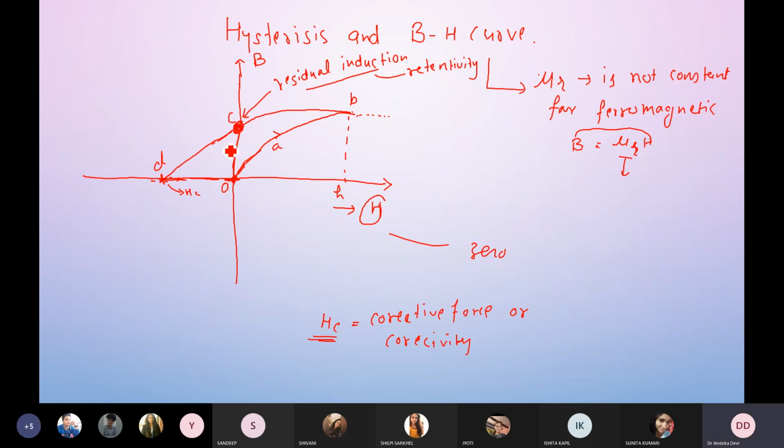So if we reduce the reverse field gradually, the induction B follows the curve, this one. So let's say this is E. Okay, and now this attains the value, you can say this value is up to here, let's say F. Okay, so this attains the value F. So this is negative B, this is negative magnetization, this is negative flux inside the sample.